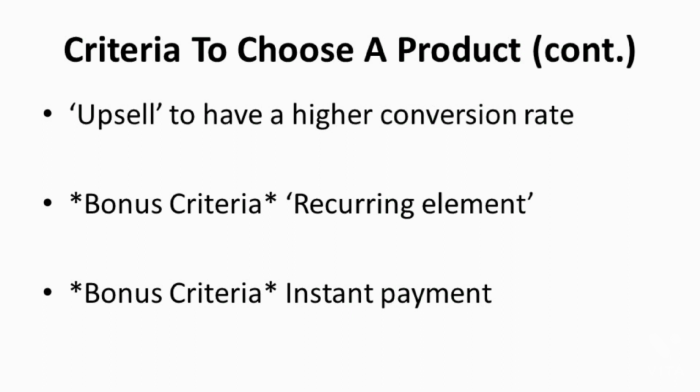A bonus criteria would be a commission that has a recurring element. It means that the vendor will commission you monthly. For example, if it's a membership website and monthly fee is required, you'll be paid monthly as well.